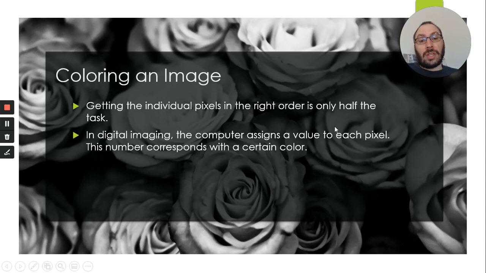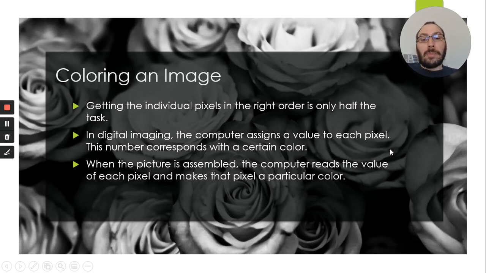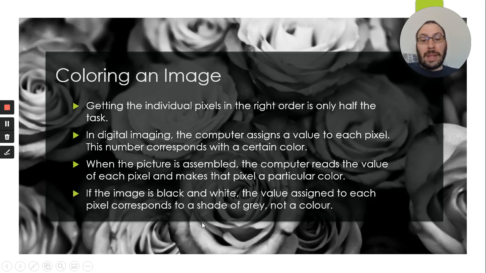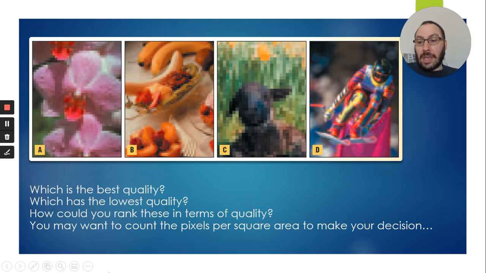You also have to make sure that the colors are correct. So the computer assigns a value to each color. When the picture is assembled, the computer reads the values of each pixel, and that's how we get that particular color. So here's a black and white image. All that's assigned are shades of gray, black, white, those types of things.